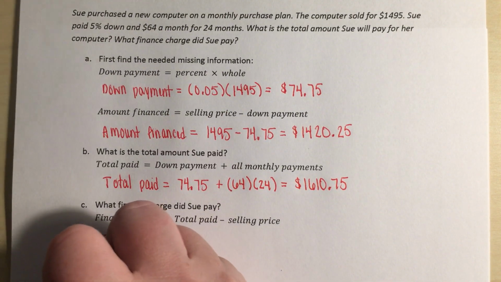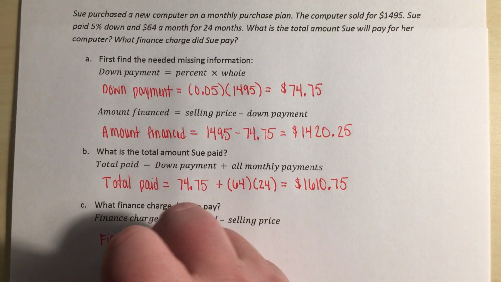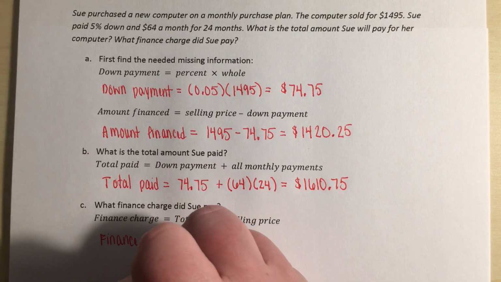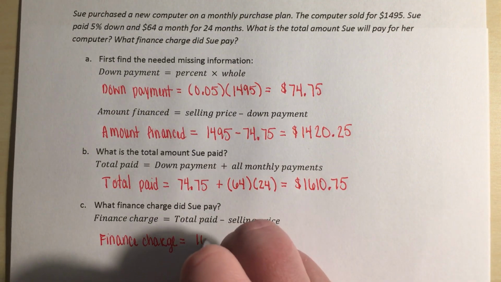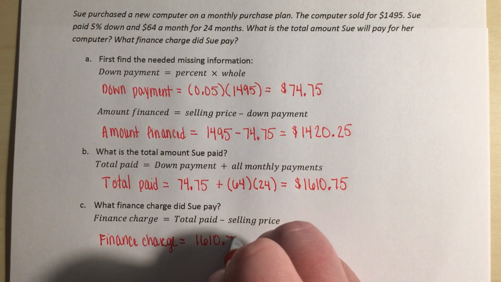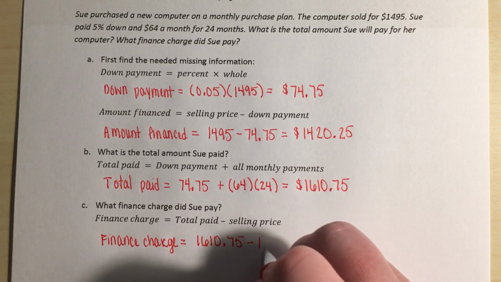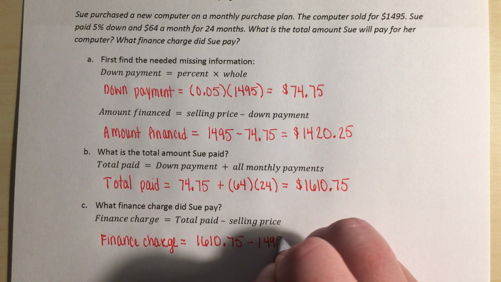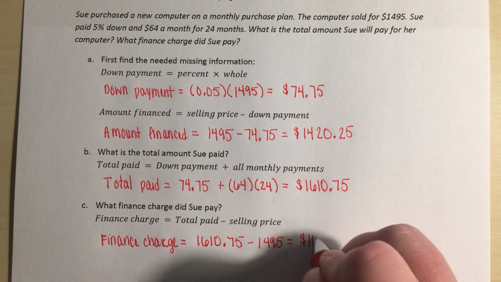What finance charge did Sue pay? Our finance charge, remember, is the total paid minus the original selling price. So this is the interest and any other fees. In our case, $1,610.75, that was our total paid, minus a selling price of $1,495, gives us $115.75.